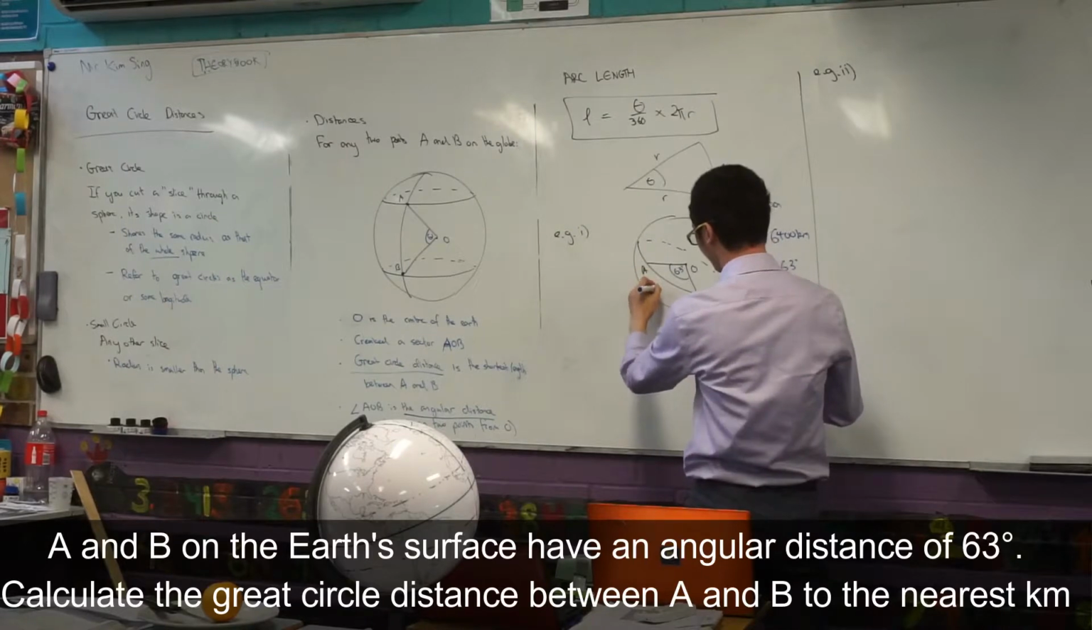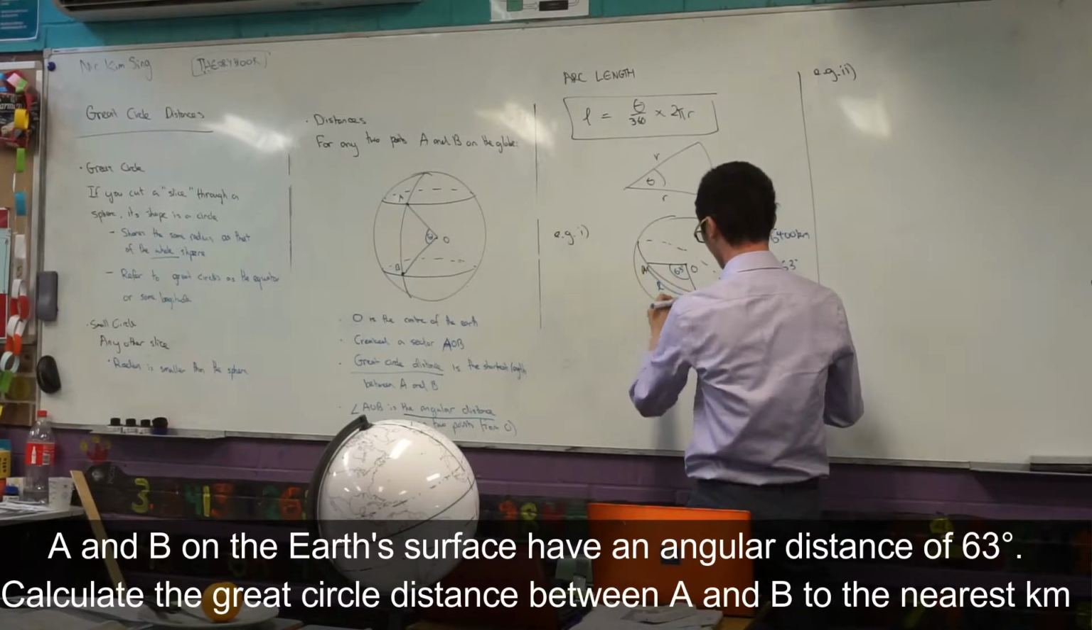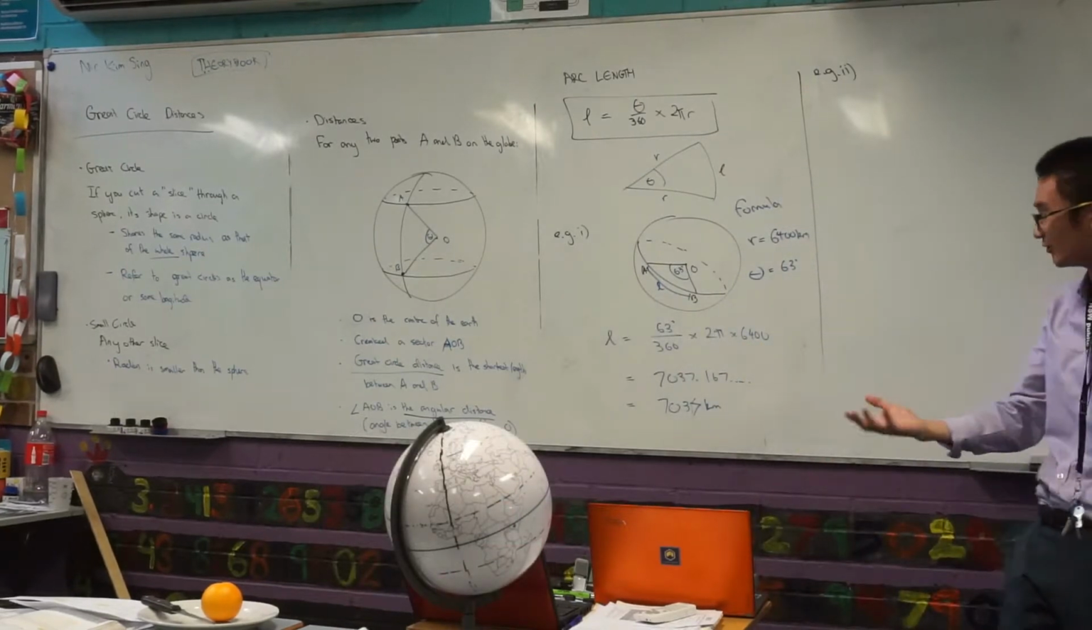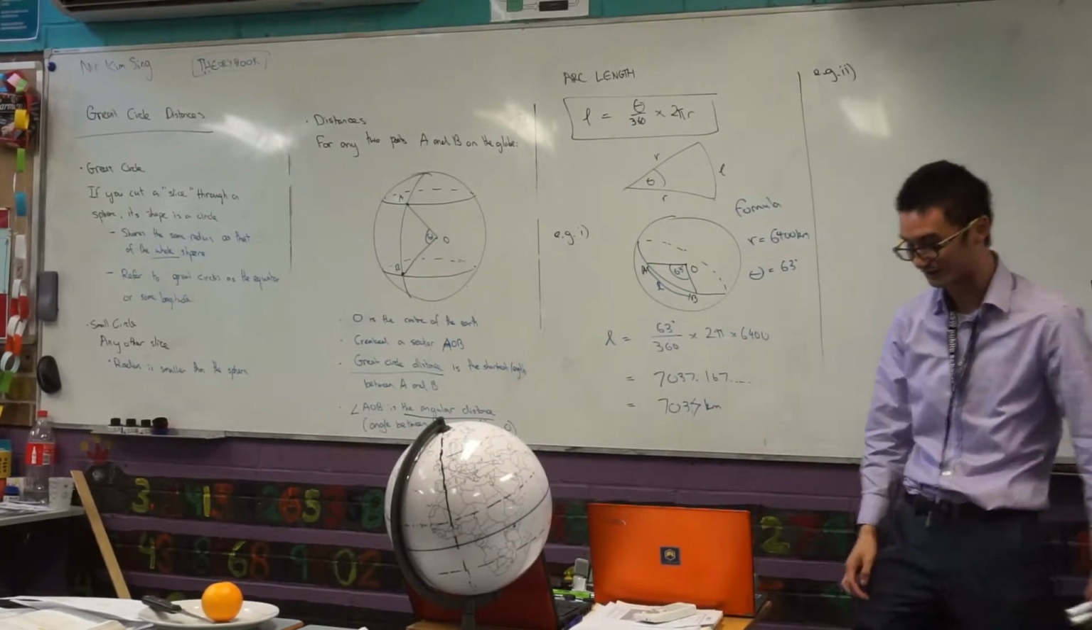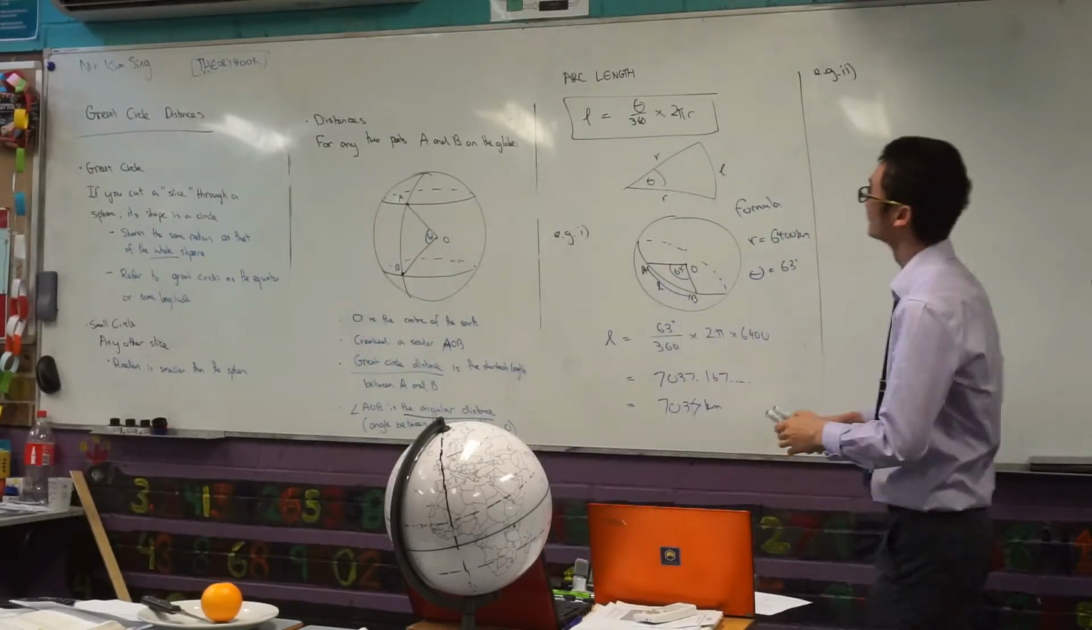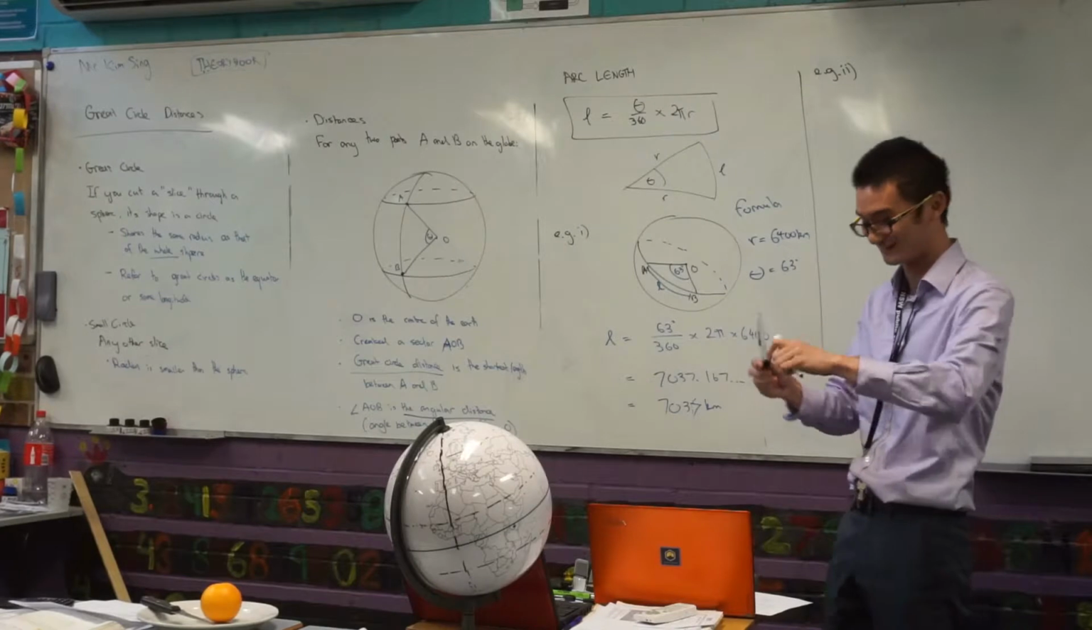So this is going to be L. Okay, so you get 7037.167. Remember, to the nearest kilometre, we'll round down to 7037. Any questions on that?